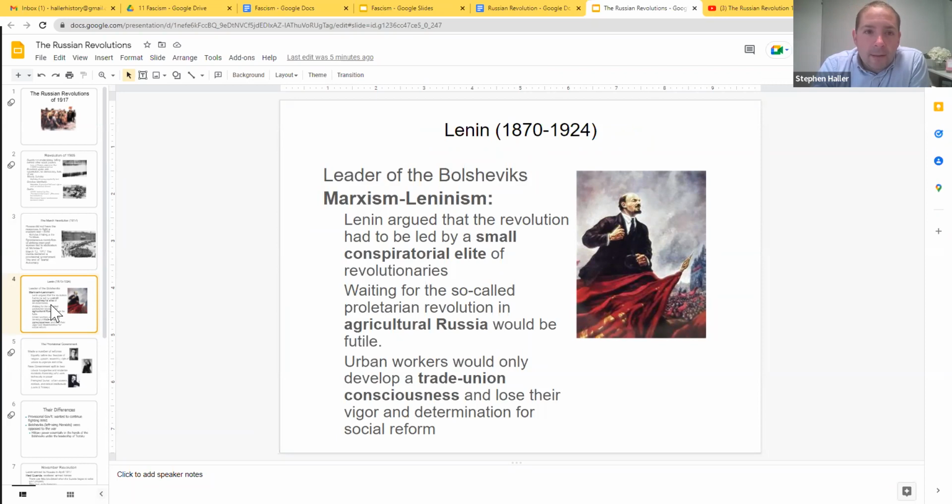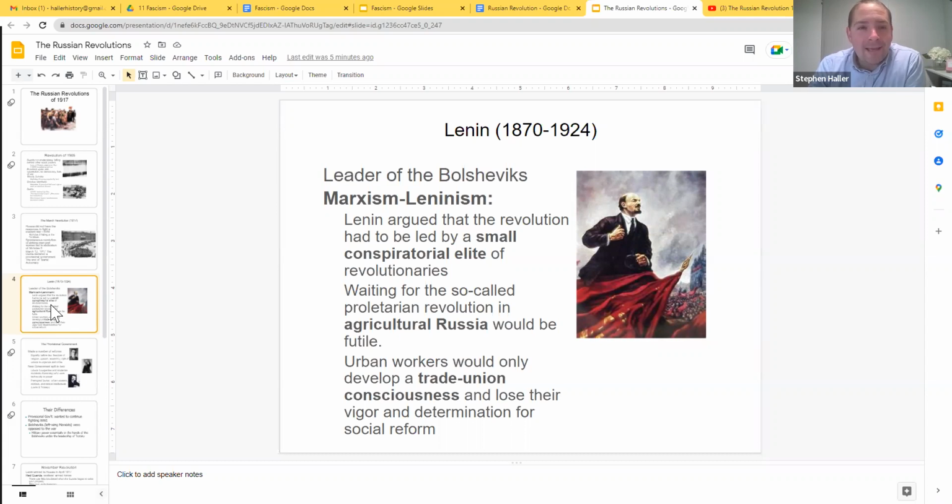So Vladimir Lenin was a political journalist, a figure who has a very wide readership and does a lot of publications in the early 1900s. He is sent into exile in Switzerland during this period. And when the war breaks out, when the revolution breaks out in the winter of 1917, the German leadership, the German Empire, the German Kaiser, see an opportunity to destabilize Russia.